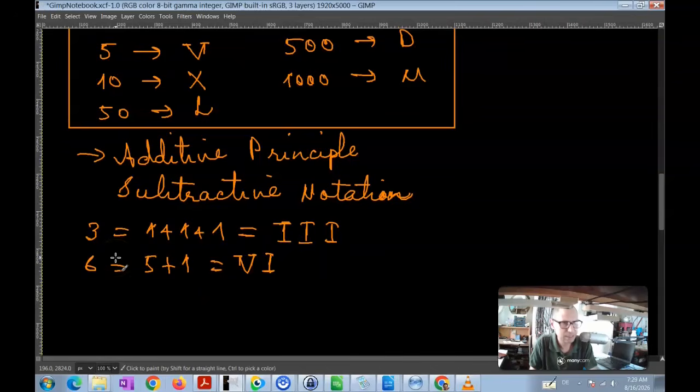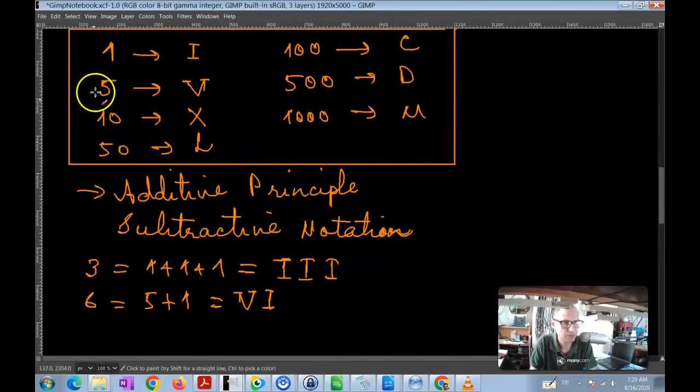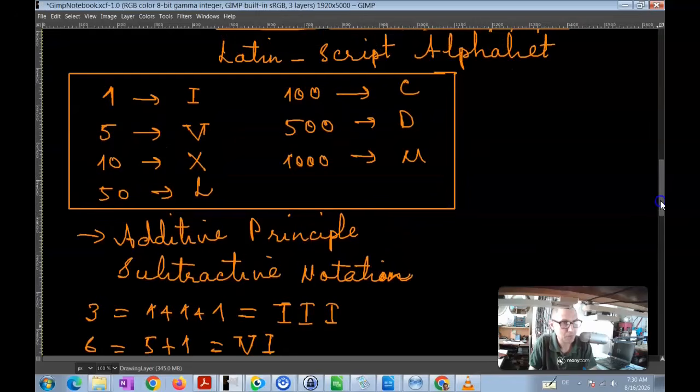In the exact same way, you can write all of these numbers. For example, a 15 would be a 10 plus a 5, which would be an X and a V, and that would be a 15, right? Now that's all about the additive principle, which is the principle that puts the whole system together. Now about the subtractive notation.